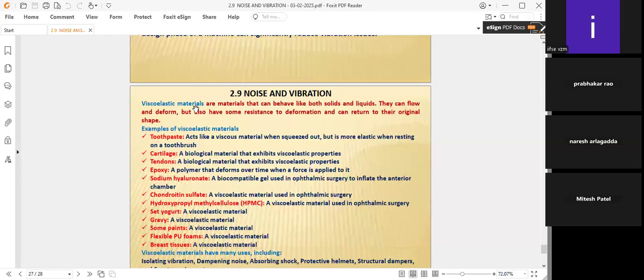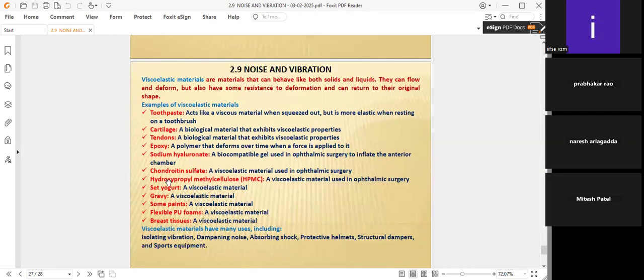Viscoelastic materials are materials that can behave like both solids and liquids. They can flow and deform, but also have some resistance to deformation and can return to their original shape. Examples of viscoelastic materials: toothpaste, cartilage, tendons. Some other materials are epoxy materials, sodium hypochlorite, as well as hyaluronate and chondroitin sulfate. These are some materials which were not known.